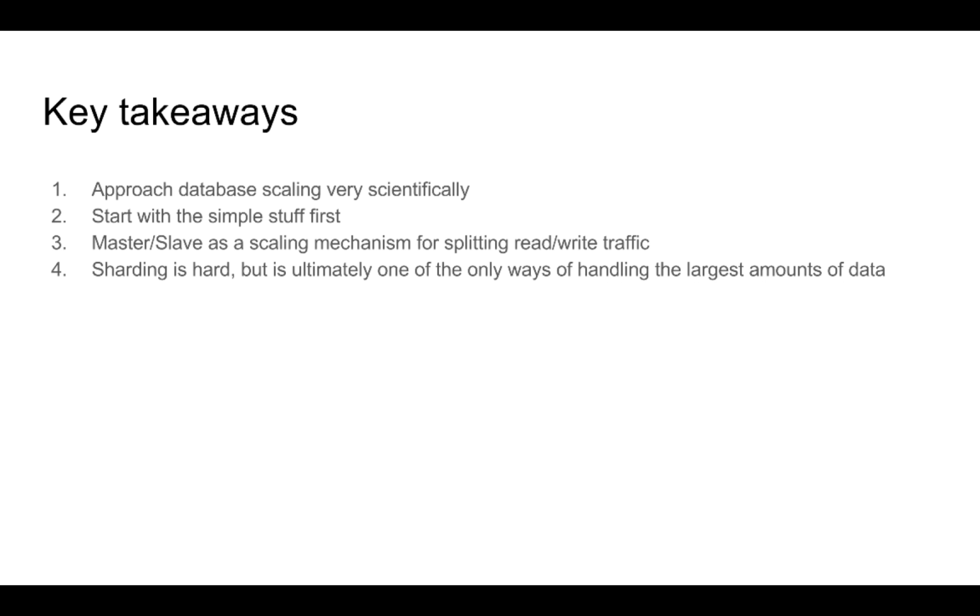To quickly summarize the concepts that we learned in this module, we understood that we should approach database scaling very scientifically. We should start with all the simple stuff that we can do first. Master-slave replication is a method for scaling and for splitting read and write traffic. It works very well when the write traffic is not extremely high and the read traffic is increasing. Sharding is one of the final ways of scaling and handling the largest amount of data. Sharding, although it solves the scaling problem to some extent, is one of the hardest things to implement and get right.